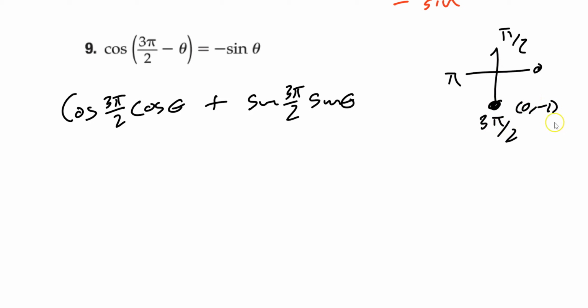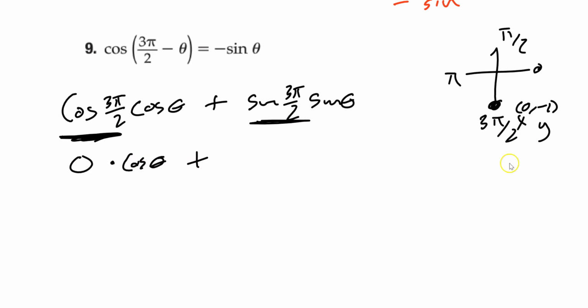Or you can do the table. Again, I don't care. Cosine is x, sine is y. So cosine 3 pi over 2 is just the x value. Cosine is x, that's 0. Sine 3 pi over 2 is the y value. This goes away, I get negative sine theta.